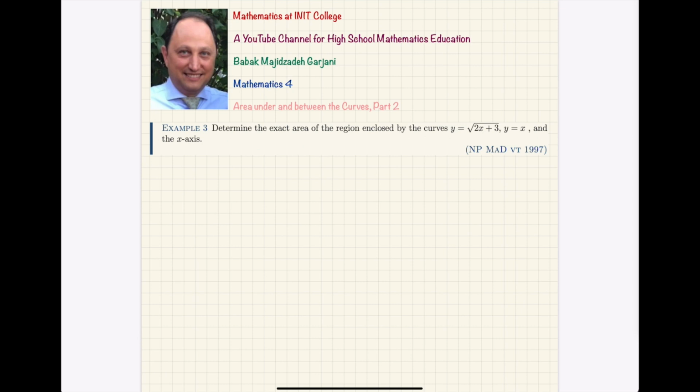So determine the exact area of the region enclosed by the curve y equals the square root of 2x plus 3 and y equals x. Okay, and then the x-axis, of course. So this is a nice problem from this perspective.